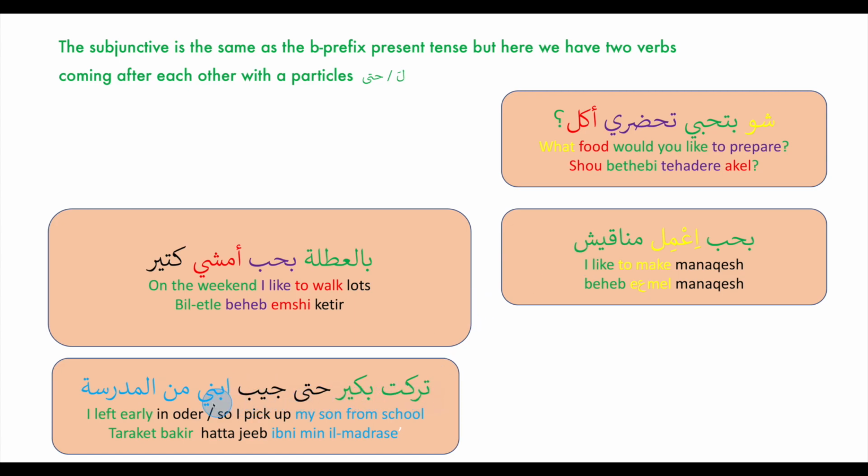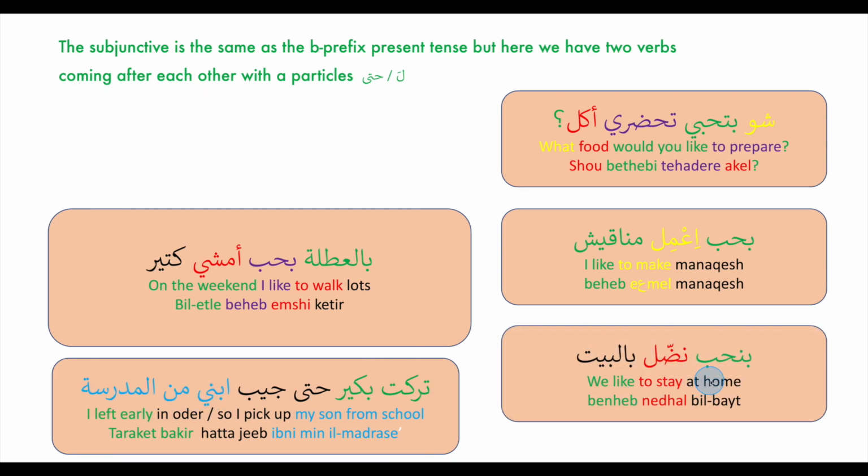تركت بكير حتى جيب ابني من المدرسة. حتى, in order to; جيب, to bring, to pick up. تركت, I left. تركت is in the past tense with I, and جيب, I bring, is in the present tense, conjugated with I as well. بنحب نضل بالبيت. بنحب, we like; نضل, we stay; بالبيت, at home. We like to stay at home. Both are conjugated with we in the present tense.